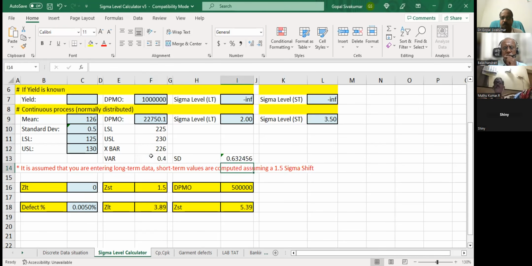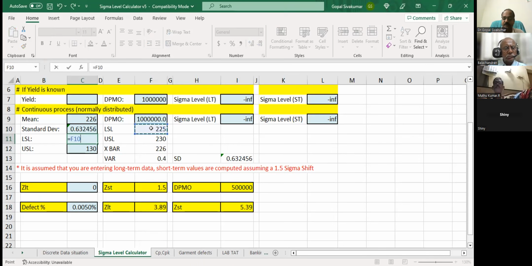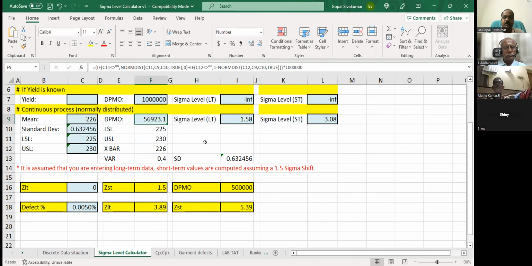So your standard deviation is now available. USL, LSL available, X bar available. So mean I am putting as 226. Standard deviation equal to, I select this value, enter. And LSL is equal to this value, 225. USL is equal to 230. Can you all see the DPMO is calculated automatically? 56,923. Sigma level long term is 1.58. Short term is 3.08. All of you, can you see that?